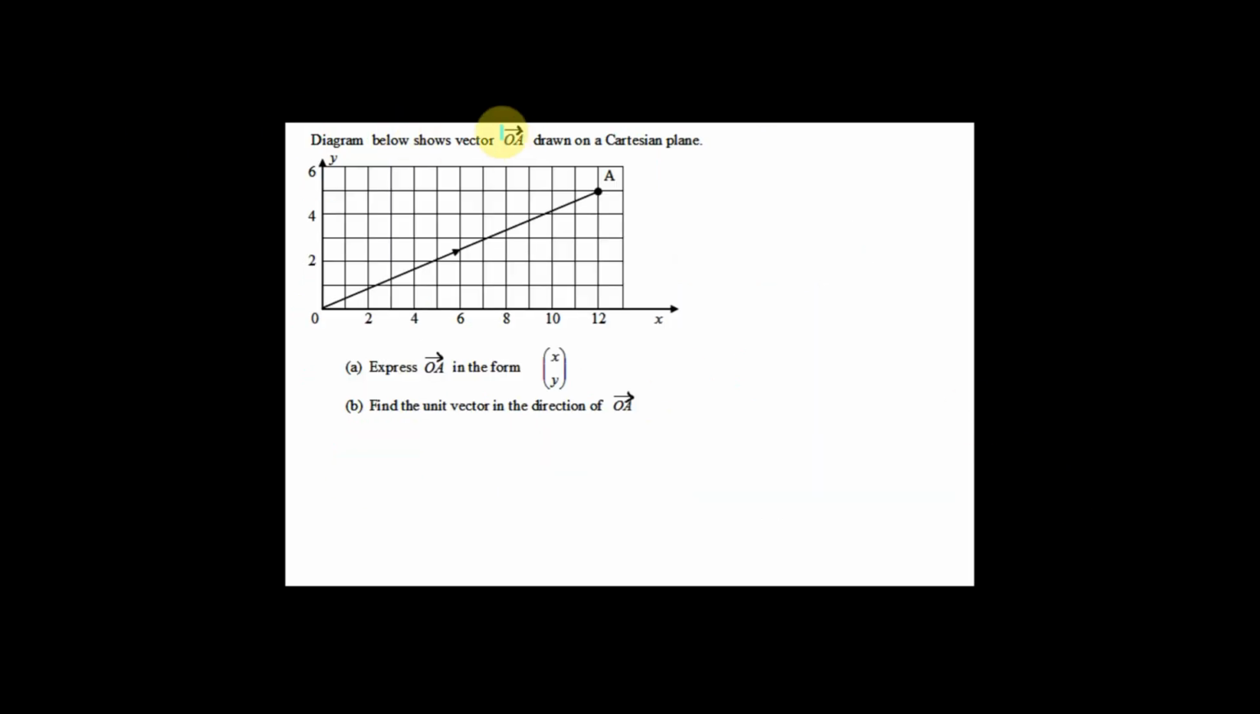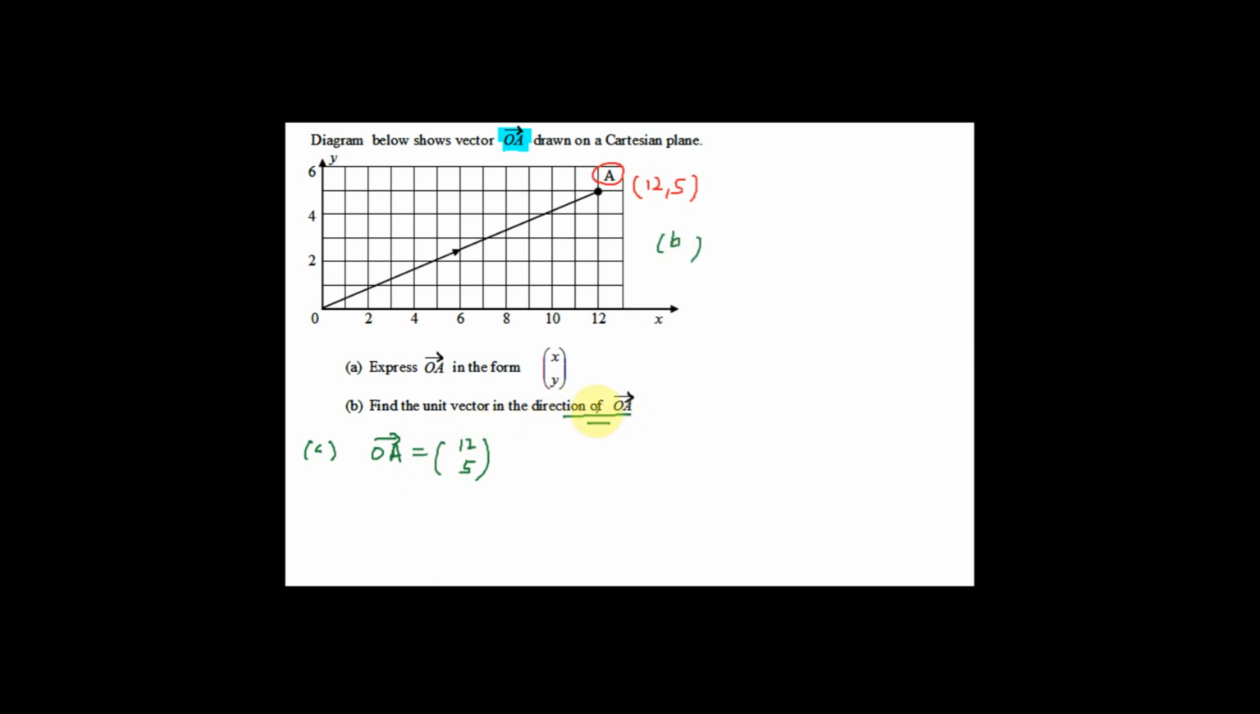Diagram below shows the vector OA drawn in a Cartesian plane. So you can see here, this is your coordinate A. What is your coordinate A? 12, 5. So first you have to express OA in the form of xy, which is a column vector. So part A is very simple. That is OA in terms of column vector. That is (12, 5).